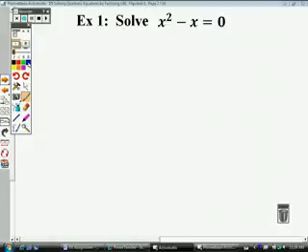Okay, so we're looking at this right here. This is a quadratic equation. It's got an exponent of 2. And the way I'm going to solve that, to find out what x is, I got to factor that. Now, what method of factoring would I use on this?